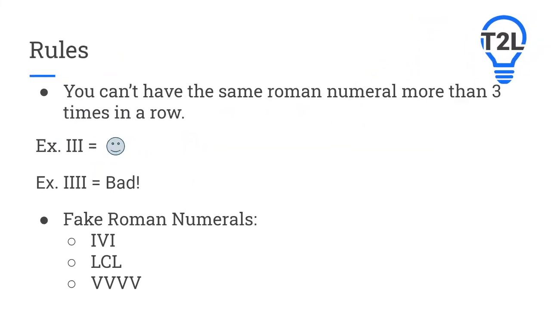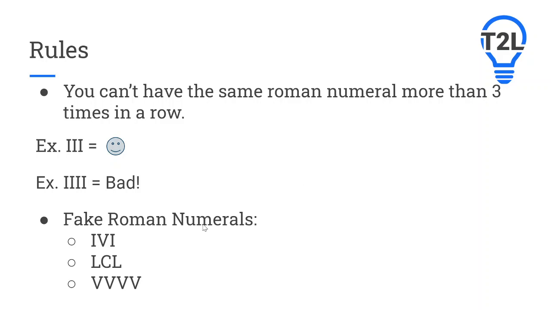So rules. Basically, when writing Roman numerals, you can't have 3 of the same symbols in a row. So for example, for 3, you can have 3 I's. That's good. But you can't have 4 I's, because that's more than 3 of the same symbol. So yeah, you can't do that.